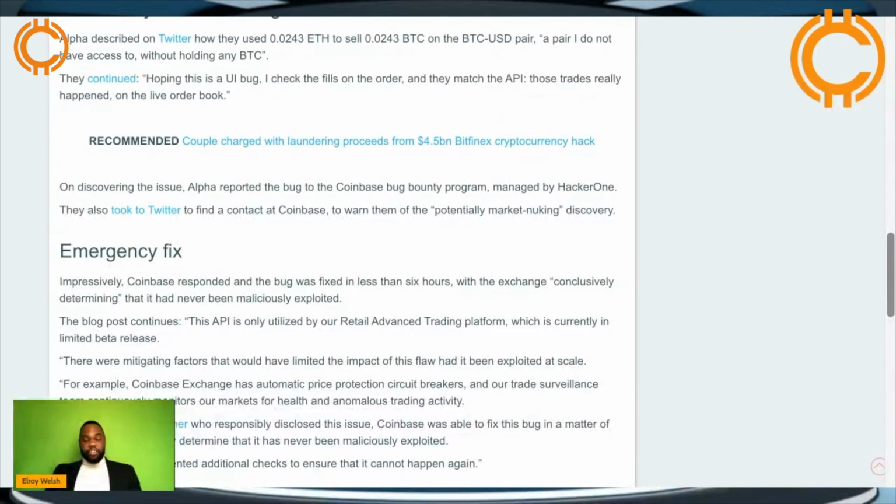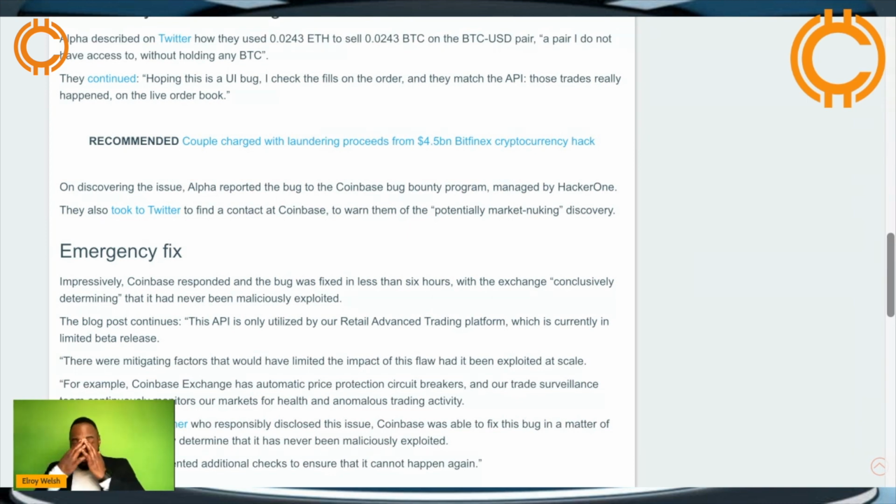On discovering the issue, Alpha reported the bug to the Coinbase Bug Bounty program, managed by HackerOne. They also took to Twitter to find a contact at Coinbase to warn them of the potentially market nuking discovery.